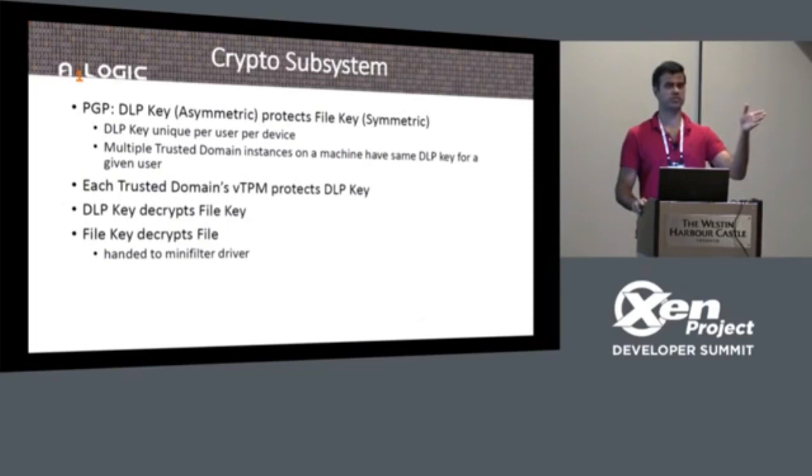So for example, if Alice wants to send a file to Bob, Alice could send it to Bob's desktop, not his laptop, and only Bob can open it, only on his desktop. Now, if Eve comes to Bob's desktop and tries to open it, she won't be able to. So it's only Bob on only his desktop. In this way, we're locking down data per user per device. And the file key that I mentioned is the one that is handed over to the mini filter driver for any encryption or decryption operations.